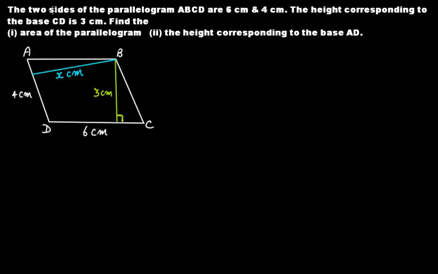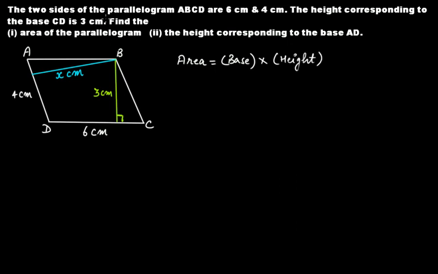In this another problem, we have the two sides of the parallelogram ABCD as 6 centimeter and 4 centimeter. The height corresponding to the base CD is 3 centimeter. So if you assume this as the base, and from this vertex B we have this height, that is 3 centimeter, find the area of the parallelogram. Now we know area is actually base times height.